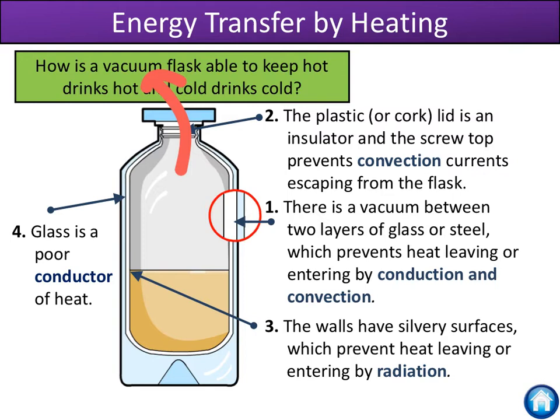The final method is number 4, and that's that glass is a poor conductor of heat. The surrounding of the vacuum flask is a poor conductor, it's an insulator, and because it's an insulator it doesn't contain many free electrons, and therefore heat doesn't escape very easily, and there's little heat transfer taking place there. All those 4 things combined together are one of the reasons why vacuum flasks are very good at keeping hot drinks hot and cold drinks cold.